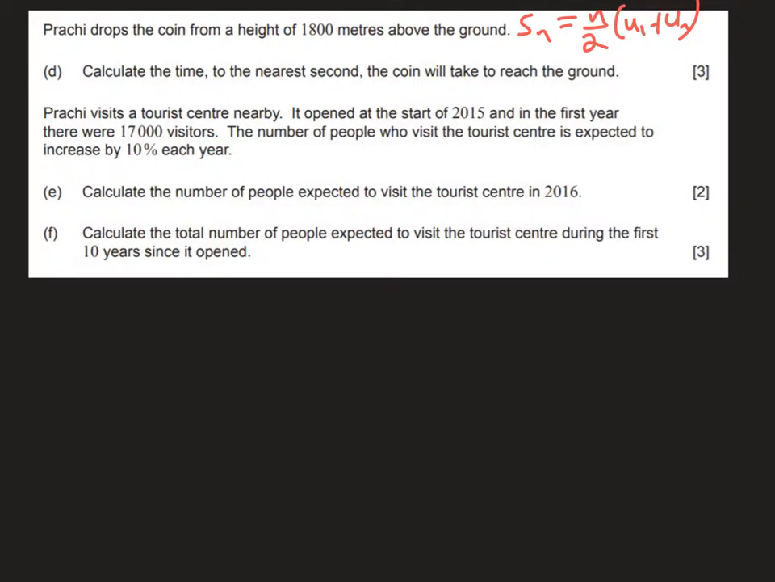In part D, we were told that Prachi drops the coin from a height of 1,800 meters above the ground, and we're asked to calculate the time to the nearest second that the coin will take to reach the ground. Now, you might say, that's brilliant, we've just looked at the formula for that. So here we're trying to find n. We know that the total distance here would be 1,800 meters.